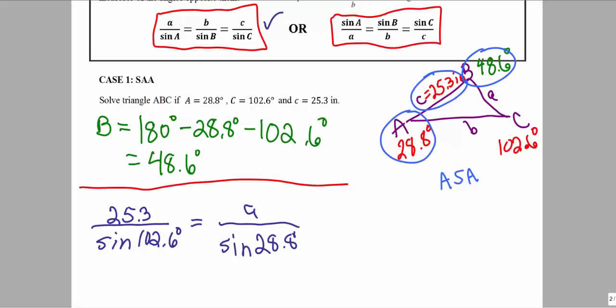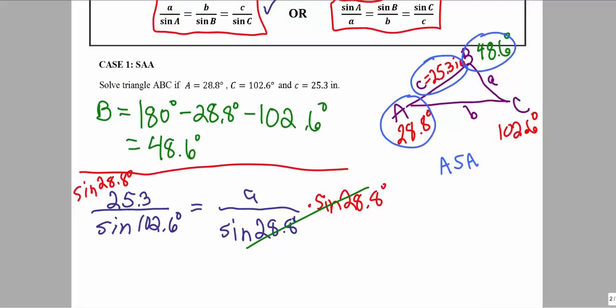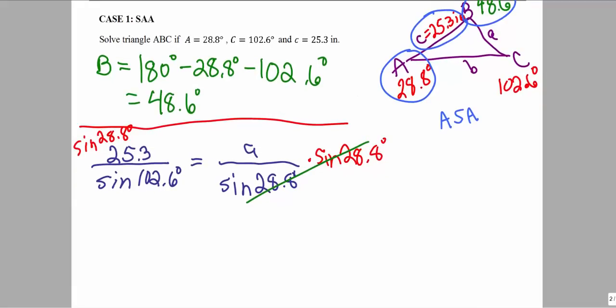We're going to get that by itself by multiplying both sides by sine of 28.8 degrees. We're going to do that on both sides. And the reason we're doing that is because we want to get A by itself, and since I'm dividing by sine 28.8, if I multiply by it, it cancels out. Now we'll need to use our calculators here.